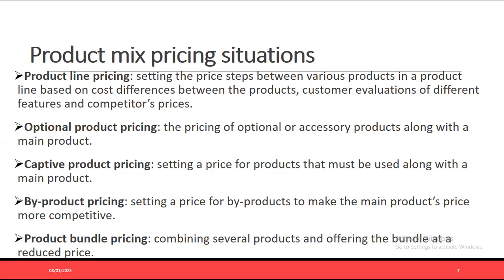So what you do with byproduct pricing is to set a price for the byproduct to make the main product price more competitive. If the main product is expensive, you are also selling the byproduct, and so you can reduce the price of the main product so that it becomes competitive on the market. So that's the byproduct pricing.